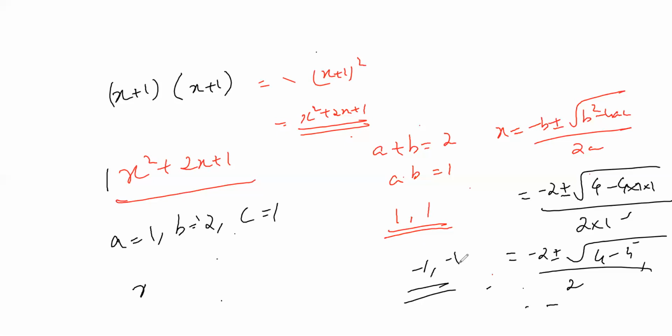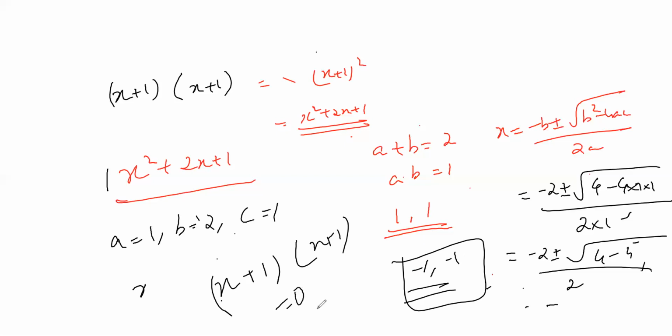So now just for you, I'm repeating the same thing. So the factors we got: x plus 1 is equal to 0. So x is equal to minus 1 comma minus 1. This particular thing. Is it clear on how to make questions now?